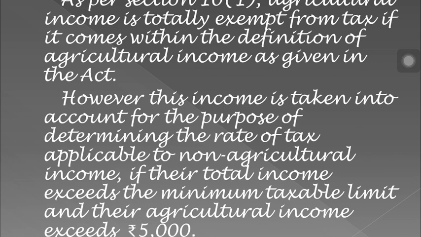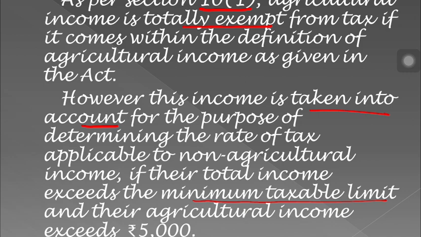Let's revise agricultural income once again. Agricultural income is defined under section 2 subsection 1A. As per section 10 subsection 1, agricultural income is totally exempt from tax if it comes within the definition of agricultural income as given in the act. However, this income is taken into account as we have solved. We have taken agricultural income into account to calculate tax of non-agricultural income, correct? However, this income is taken into account for the purpose of determining rate of tax applicable to non-agricultural income if their total income exceeds minimum taxable limit and their agricultural income exceeds rupees 5,000.